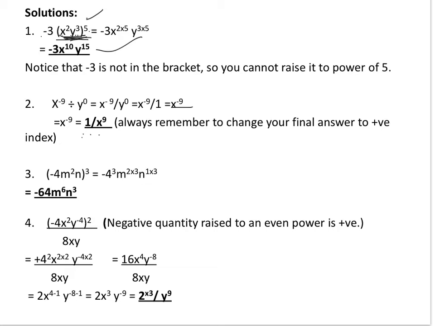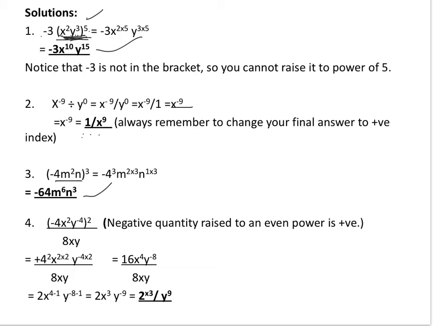Question number 3, solution. Minus 4m squared n, all in brackets, raised to power 3 is equal to minus 4 raised to power 3, m raised to power 2 times 3, and n raised to power 1 times 3. As you can see, minus 4 is in the bracket, so you also raise it to the power of 3. So we'll have our final answer to be equal to minus 64 m raised to power 6 n raised to power 3.